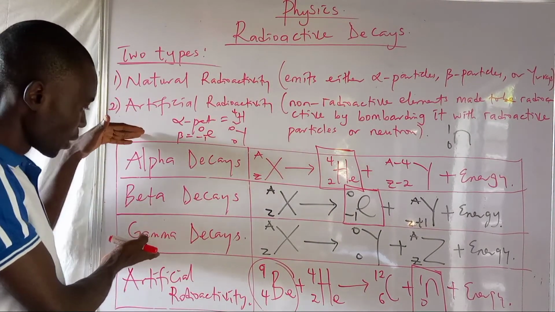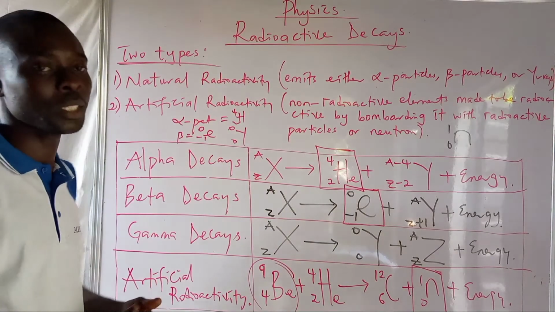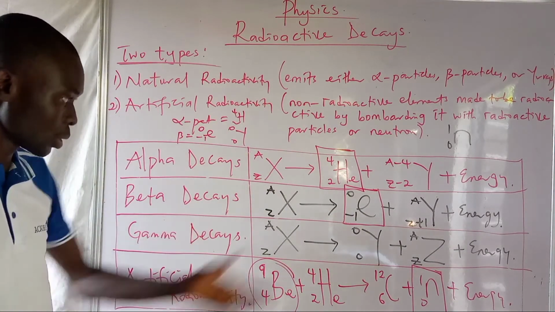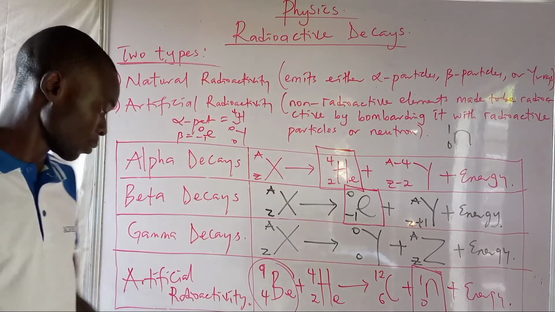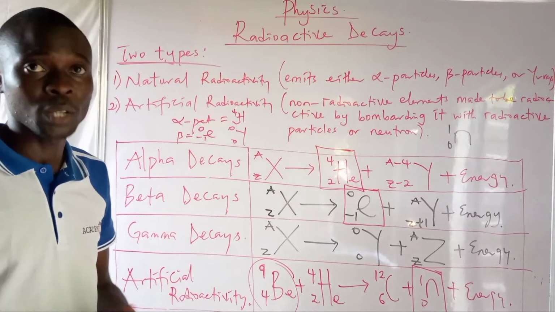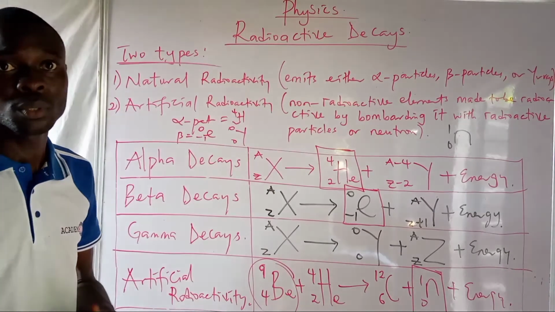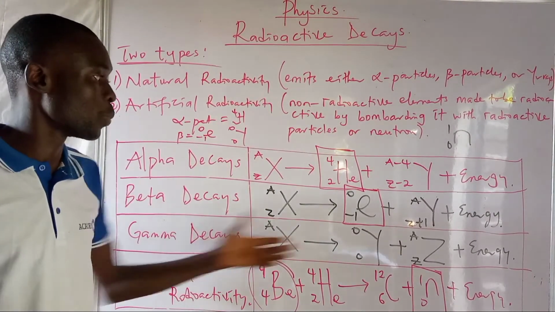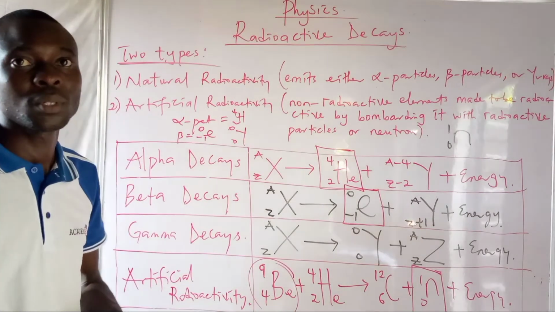And during the process, we either have beta decay, alpha decay, or gamma decay, which we have explained. And then we have artificial radioactivity as well. In the next video, we are going to consider questions under this decay. And now we are going to balance a radioactive equation.